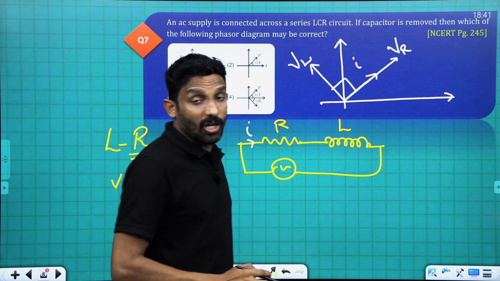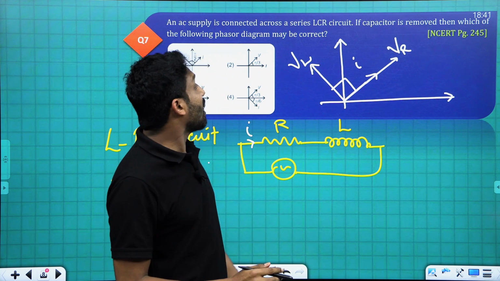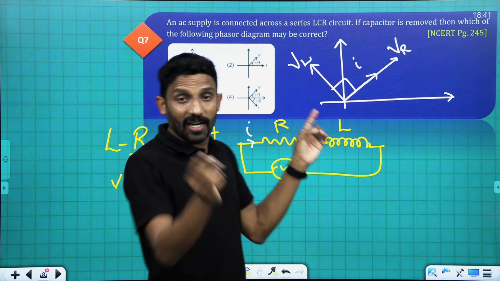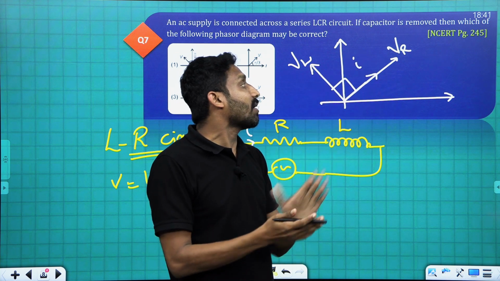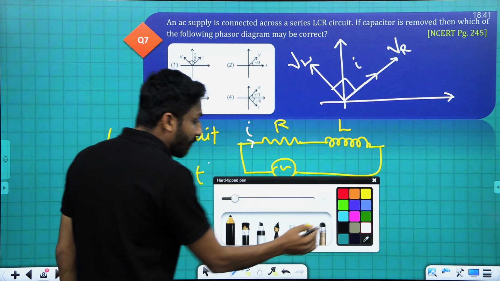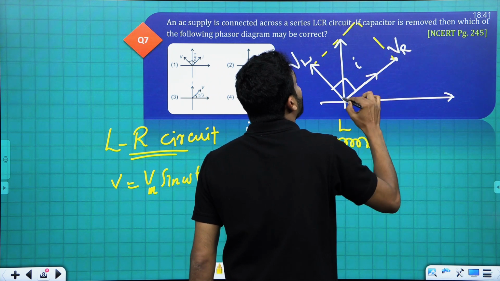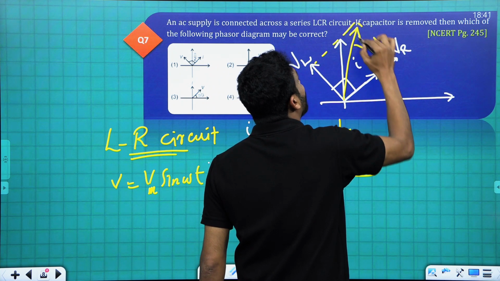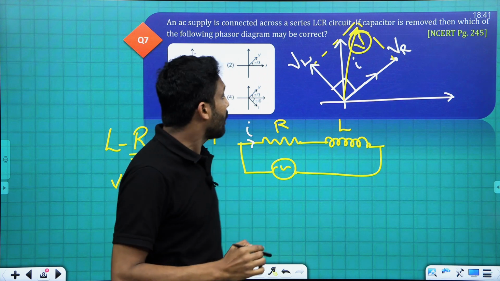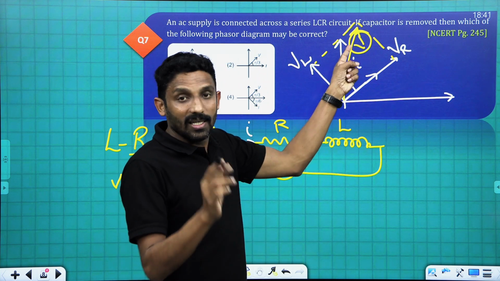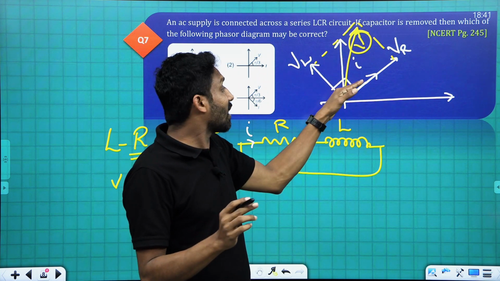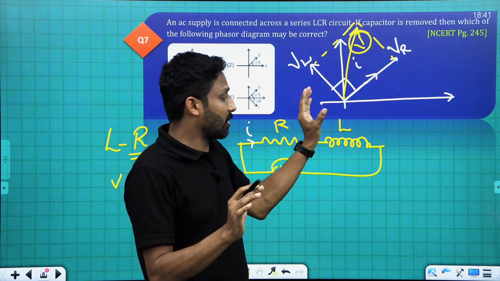Now check. What will be the resultant voltage? The resultant voltage will be the vector sum of this VL and VR. Vector sum of VL and VR, that will be somewhat in this way. See, vector sum of like this. This is the resultant voltage. Now you see, the resultant voltage V is leading and the current is lagging. This is the situation. Okay.